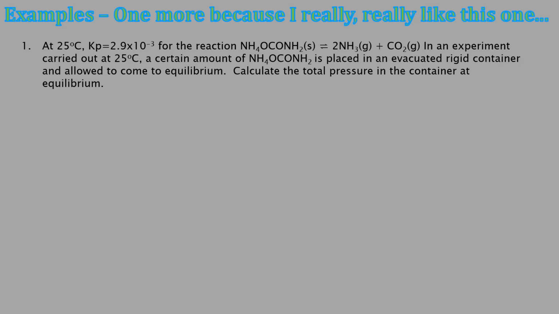And then this is the last one, and the only reason I put this on here is I really, really, really like this problem a whole lot. Okay, so the Kp is 2.9 times 10 to the negative third, and I have this crazy wacky reaction, and it's in an experiment at 25 degrees Celsius, and we put a certain amount of this in there. And it's in a rigid container. That means it doesn't expand. It's not like a balloon. It's stuck at the volume that it's at. And so if gas builds up in there, the pressure is going to change.